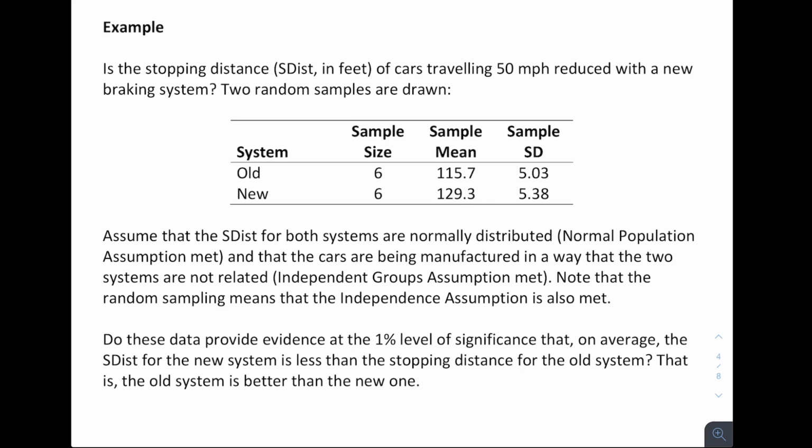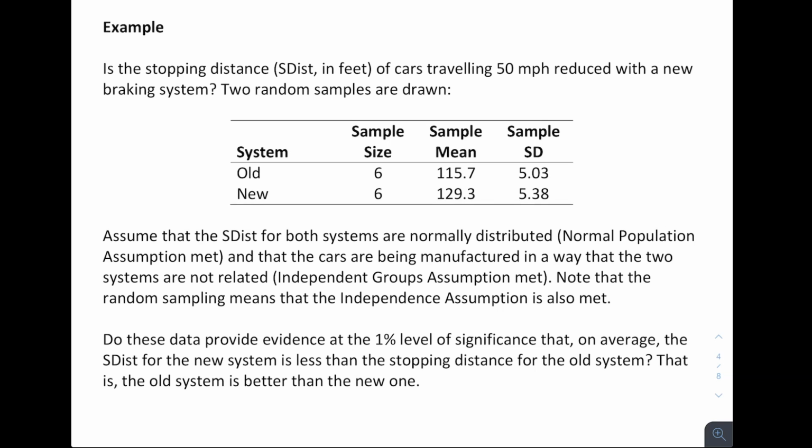Let's look at our second example. Is the stopping distance, which I'll denote by S-dist, measured in feet, of cars traveling 50 miles per hour reduced with a new braking system? That is, does it take less time to brake with the new system? I draw two random samples, 6 cars using the old braking system, 6 cars using the new braking system. I measure their sample mean and sample standard deviation stopping distance for the two samples.